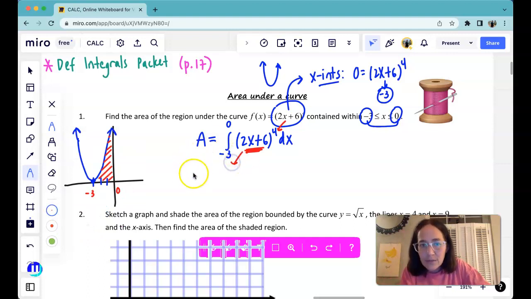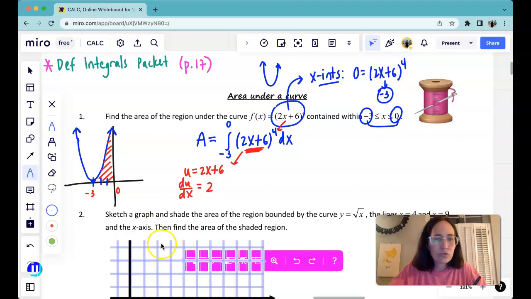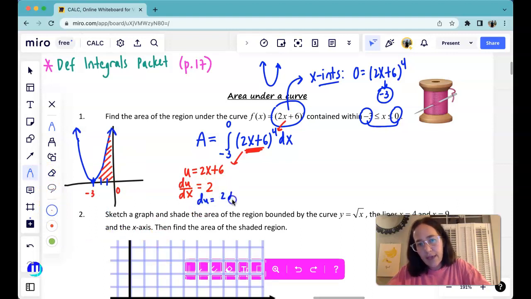Lots of times we have some success when we call u the innermost part of the expression, so just the 2x plus 6 without the fourth power. And then you'll recall we go through, right, we take our derivative, du dx, which would just be 2 here, and we can multiply both sides by dx to get dx by itself. So we'll say du equals 2 dx, and then divide both sides by 2. So an expression we can use for dx would be du over 2. Okay, so just refreshing u substitution.